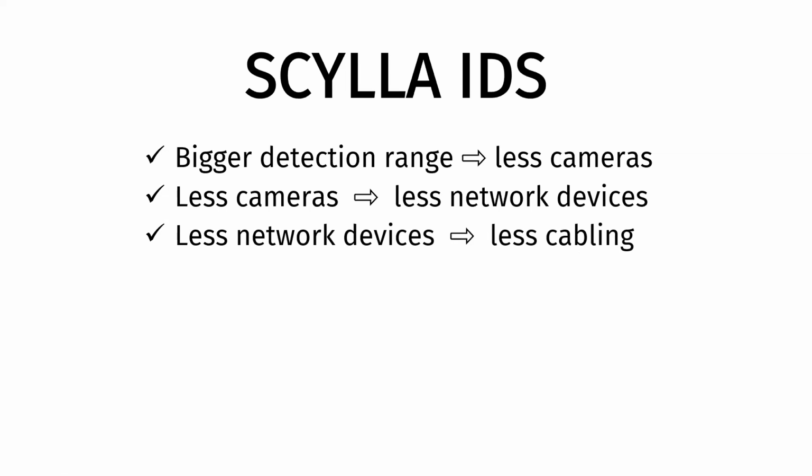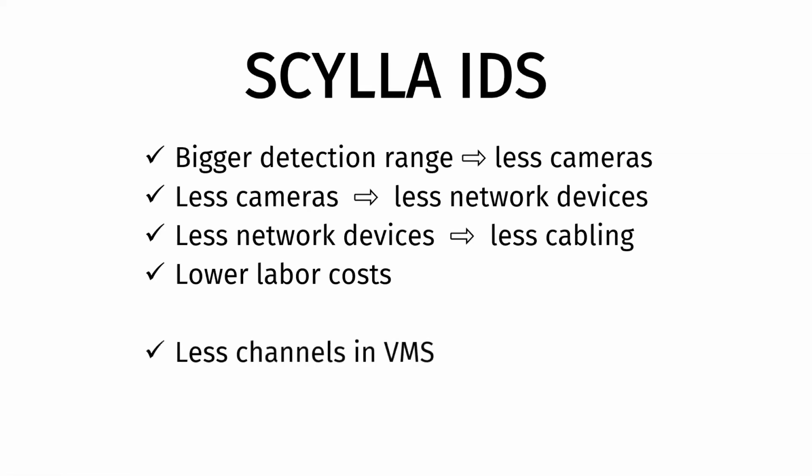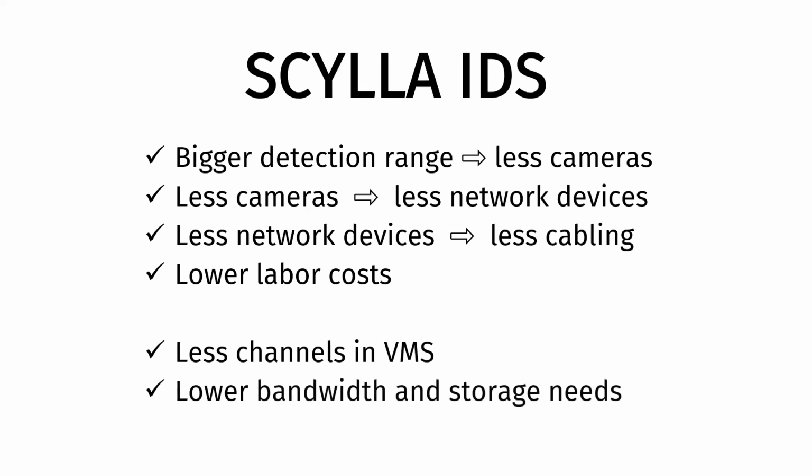But not only the cable alone, the cameras alone, and the network devices are expensive. Lower labor costs. Because if you can install fewer cameras and fewer devices and less cabling, you can finish the work sooner. You can charge less for the work, and you can get more customers in the meantime and achieve the same thing, right? The analytics will be even better. And of course, fewer channels in the VMS, and because you get fewer channels, fewer cameras, and so on, you have lower bandwidth, and you have lower storage needs, and so on and so on.